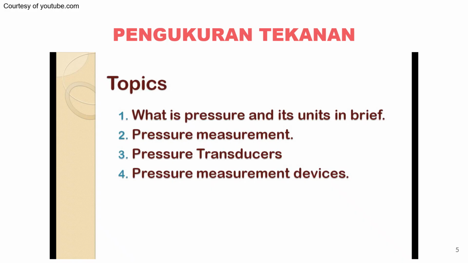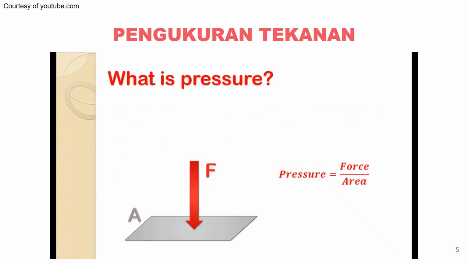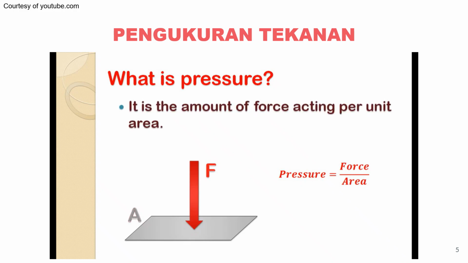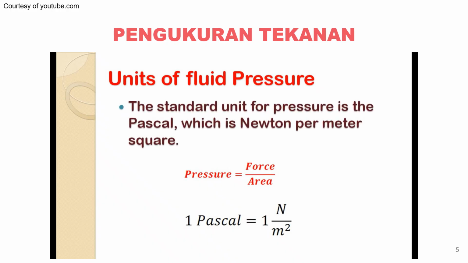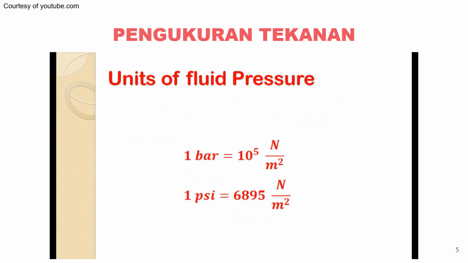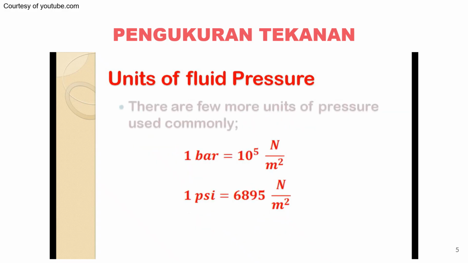So what is pressure? In simple words, it is the force acting per unit area. It says that it is the amount of force which acts on unit area. And what are the units of pressure measurement? The standard unit for pressure is Pascal, which is Newton per meter square. There are a few more units of pressure used commonly, which are bar and PSI, which means pound per square inch.